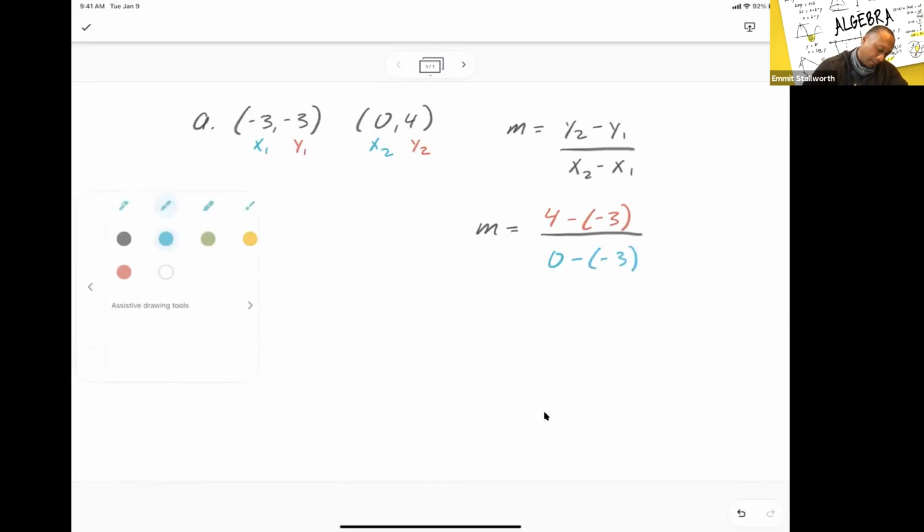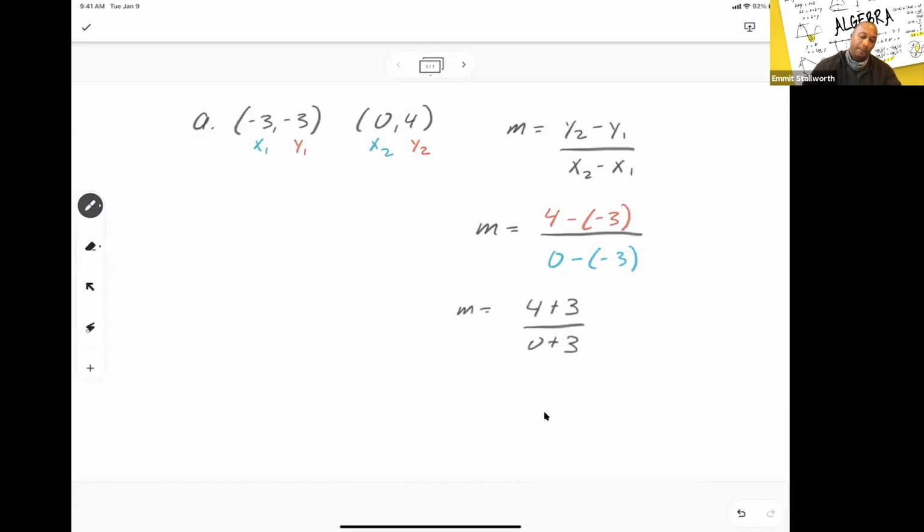Now, if you look right here, these are good places to mess up because of those negative signs. So please don't get those confused. Negative and negative is a positive. So we're going to have 4 plus 3, and then here we have 0 plus 3. So my answer, or the slope in this case, is going to be 7 divided by 3. That's my answer here.